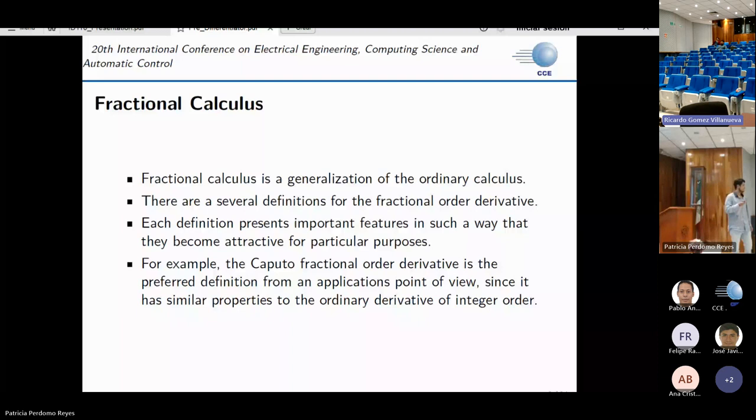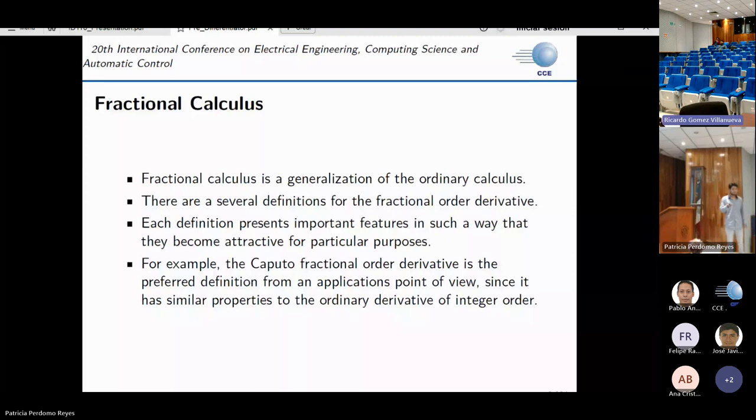Fractional calculus is a generalization of ordinary calculus. We take the operators derivative and integral and replace the ordinary orders with fractional orders. There are several definitions of the fractional order derivative. Each definition has a specific purpose in different areas of science. For example, the Caputo fractional order derivative, from the point of view of application, is the best fractional order derivative because it has some advantages.